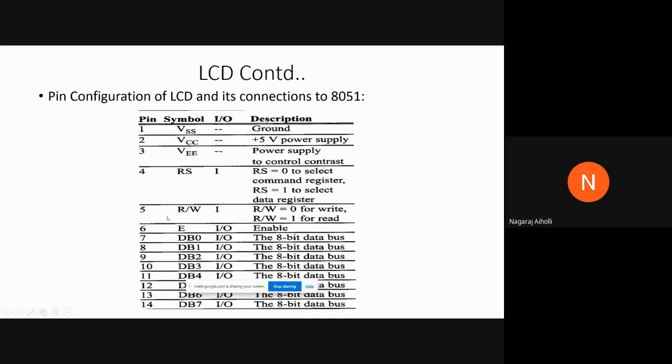Read write pin, pin number 5. If read write is 0, then it is a write operation, we are writing into the LCD. If read write equals 1, then we are reading from the LCD display screen. Pin 6 is the enable pin to enable the LCD screen. The remaining pins, pin number 7 to 14, DB0 to DB7, are the data pins on which the data bus signals are sent. So this is the pin configuration of the LCD.